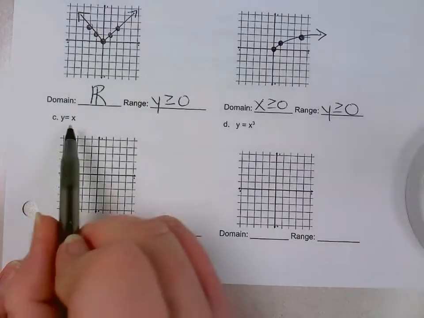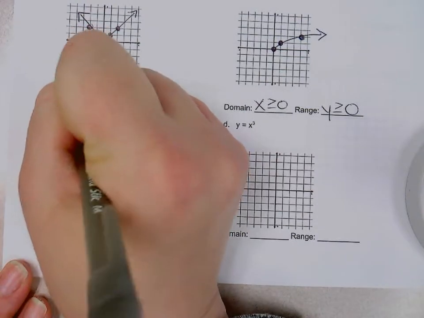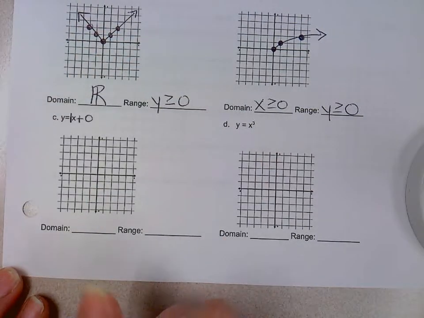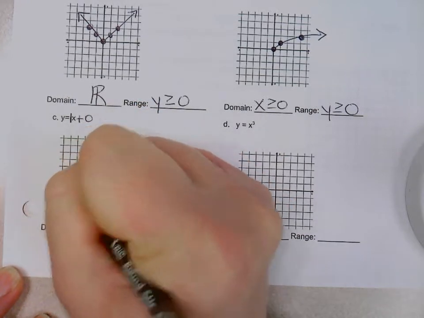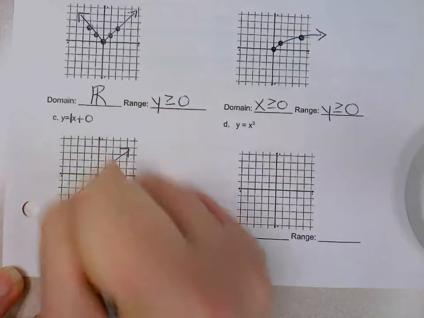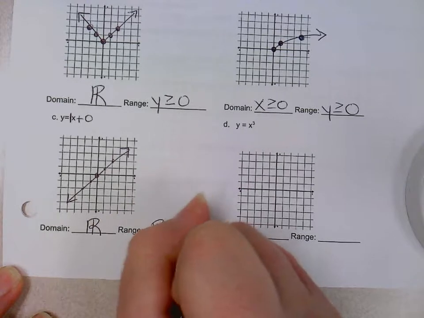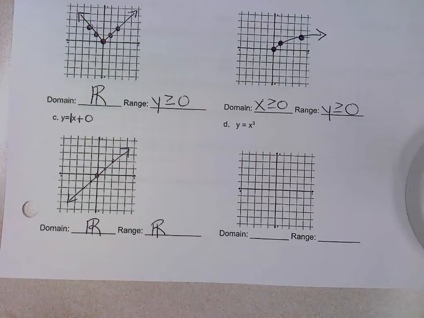The parent linear graph has a slope of 1 and a y-intercept of 0. Slope of 1, y-intercept of 0. Both domain and range are all real numbers for a linear graph.